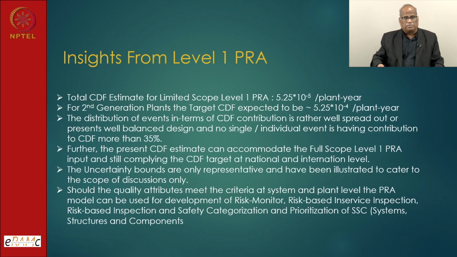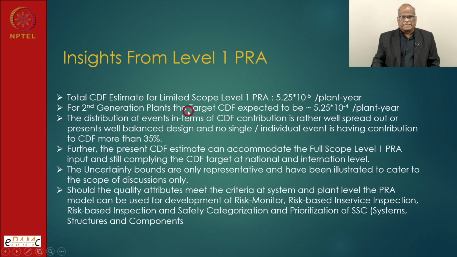Now, insights from Level 1 PRA. What is the insight that is available? Total CDF is one of the major insights, that is 5.25 × 10^-5. If the target is, let us say, 10^-5 for the plant, then 5.25 is slightly more, but it's okay. But for a new plant, the core damage frequency target level is 10^-5. For an advanced plant, it is 10^-6. So if it is an advanced plant, then we are slightly more. But if it is an old plant, then we are very close to the target value. I mean, not close, slightly higher. So we have to look for some improvement.